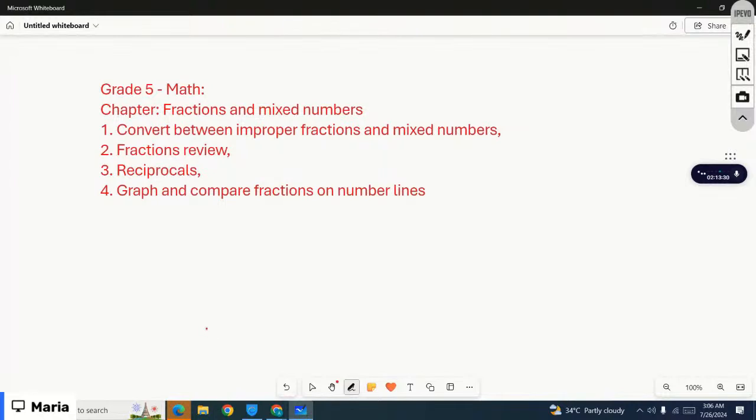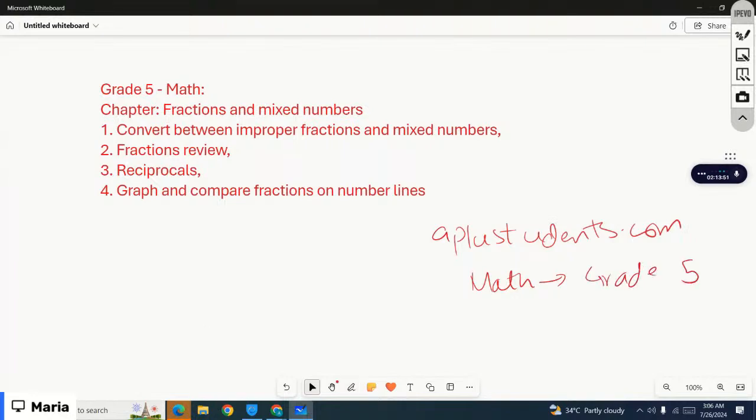You can find all the lessons on aplusstudents.com. You have to log in there using your email address, and the password is provided by the administrator. Then you have to select math from the subject tab, scroll down to grade 5, and then click on all lessons. There you can find a list of the chapters.